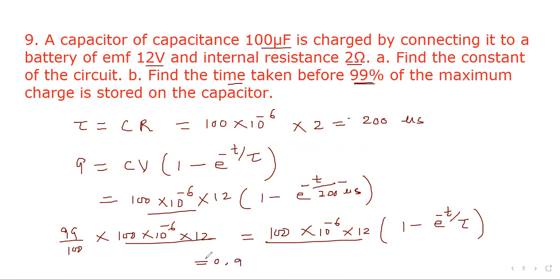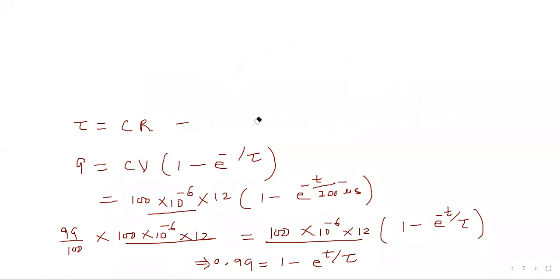So 0.99 equals 1 minus e to the power minus t upon tau. Now we further evaluate it. We can shift this 0.99 to the RHS and e to the power minus t upon tau to the LHS. So what do we get? It will become 1 minus 0.99 equals e to the power minus t upon tau.